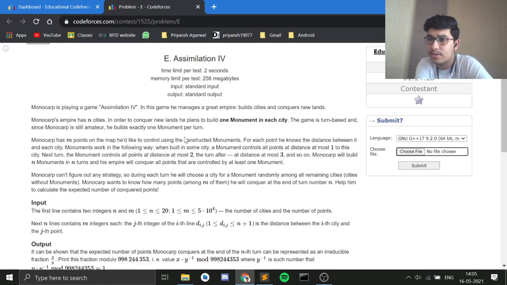Monocarp can't figure out any strategy, so during each turn he will choose a city randomly among all remaining cities. Monocarp wants to know how many points he will conquer at the end of turn number n. Help him to calculate the expected number of conquered points. Okay.